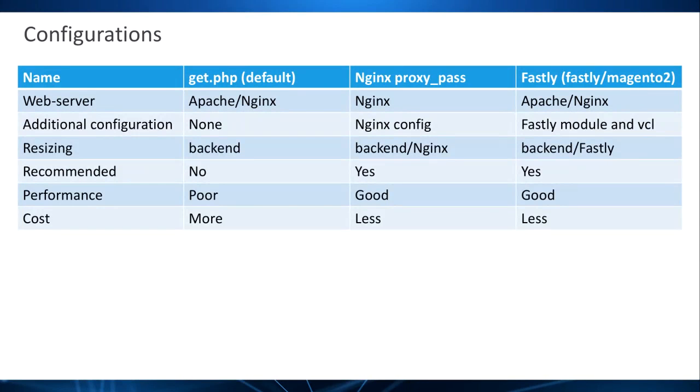The get.php is still the default one. You don't need to perform anything additional. This is a backward compatibility item, and it will be working out of the box. For Nginx, you will have to install an additional module for Nginx itself. And for Fastly, since Fastly works with resizing out of the box, you just need to enable the configuration in your Magento system configuration.